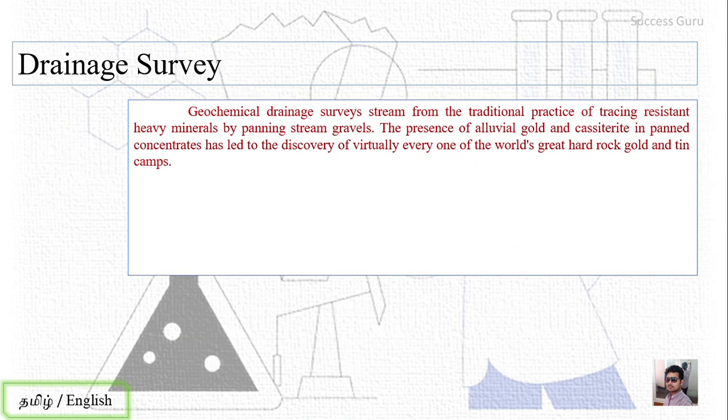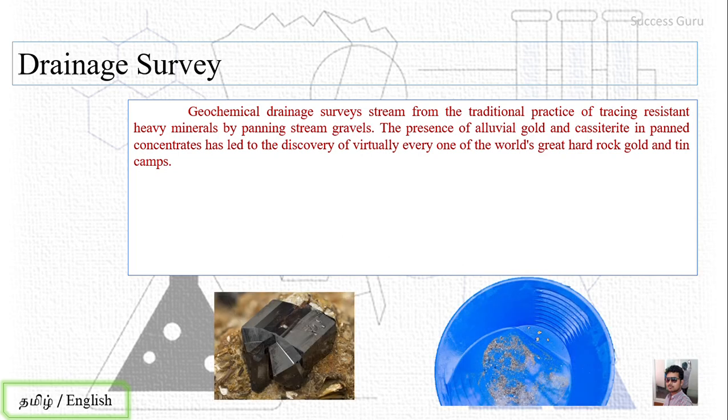Then there is the drainage survey, that is, the geochemical drainage survey stemming from the traditional practice of tracing resistant heavy minerals by panning stream gravels. The presence of alluvial gold and cassiterite in panned concentrates has led to the discovery of virtually every one of the world's great hard rock gold and tin camps. So this is how the earliest stage of mining and exploration took place, that is, by panning the river sediments in the old days, right?